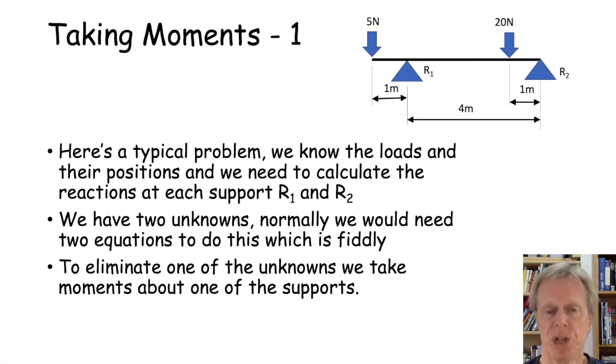So what we do, just like we did last time, we take moments. But this time we take moments about each support in order to calculate the reaction force on the other support. So typically we've got two unknowns, reaction 1 and reaction 2, and normally you'd have two equations to solve this. But there is a clever way around this, which I'll show you, which makes the whole thing a lot simpler. But it's all about following the procedure. So we take moments about one of the supports, and that effectively takes that out of the equation.